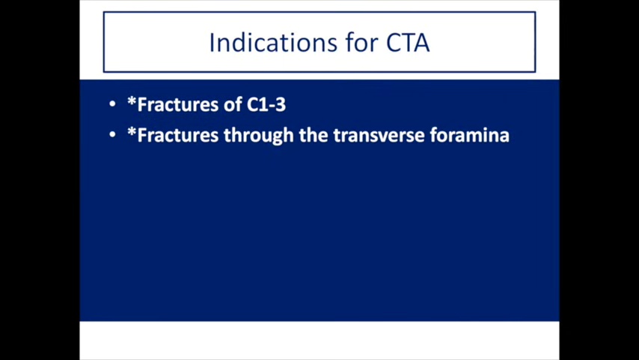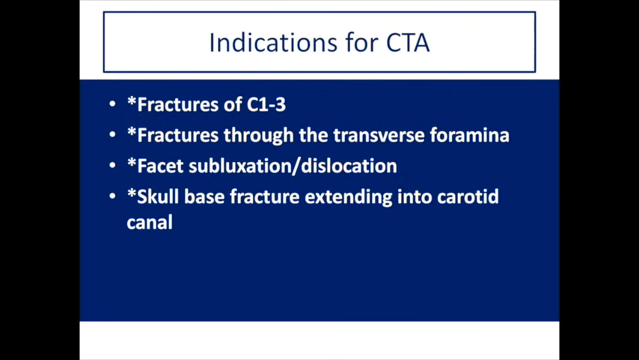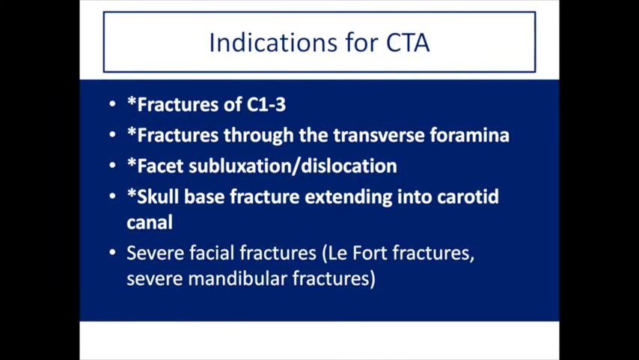If you have any fracture to C1 to 3, you should suggest getting a CTA. If you have fractures of any of vertebral bodies 1 to 6 that extend through the transverse foramina, you need to get a CTA to rule out vertebral artery injury. If you have any facet subluxation or dislocation, or any severe subluxation or dislocation, you need to get a CTA. Any skull-base fracture that extends into carotid canal should also prompt a CTA. There are other indications as well, things like severe facial fractures, like Lefort fractures and severe mandibular fractures, but those ones aren't as important as the other ones I've bolded and starred on this slide.